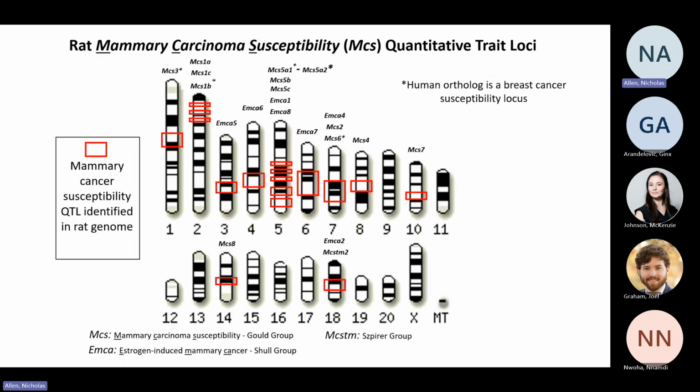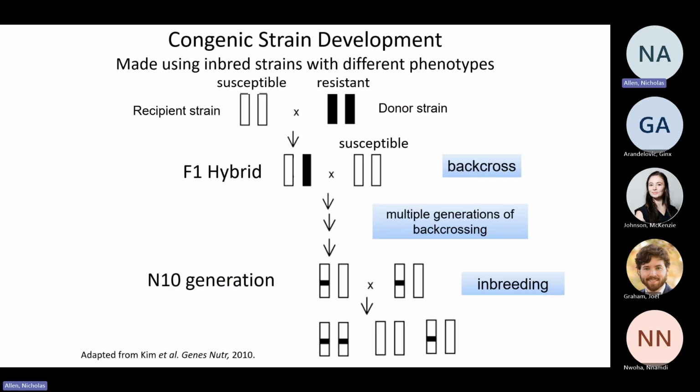So we're going to try to go back to our susceptible and resistant strains. We're going to call this one the recipient, this one the donor. The goal here is to isolate part of this donor strain through controlled breeding of the rats, so we can select for a certain piece or segment from the resistant donor strain.